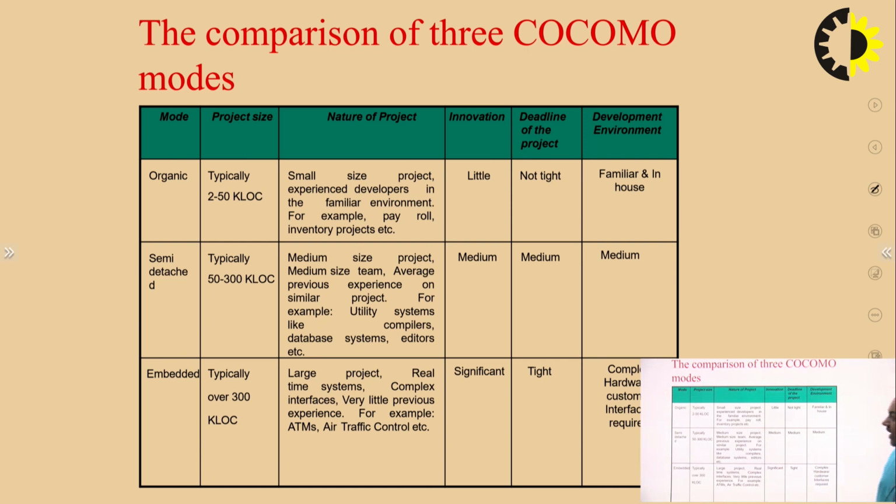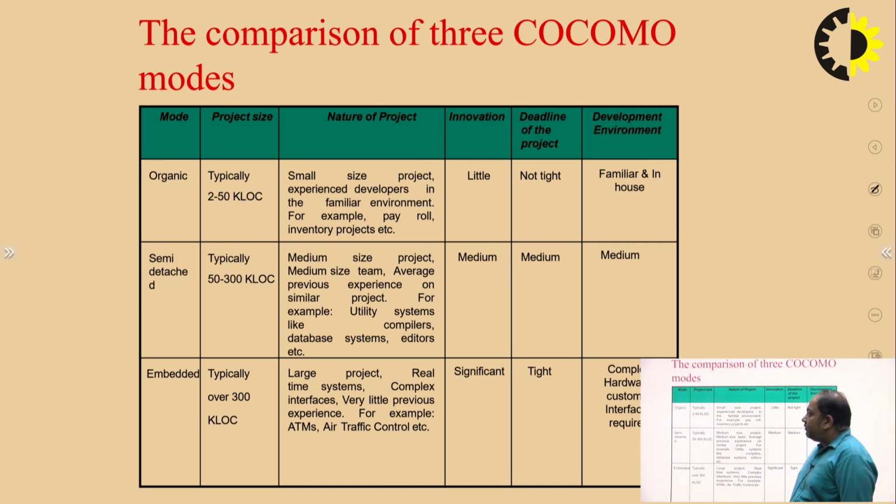The second mode is semi-detached mode, which describes that the project size should be between 50 to 300 kilo lines of code. It describes a medium-size project in which the team requirement is of medium size, and an average experience is required for the completion of this project. In this type of project, there come other database systems, compilers, and editors. Its innovation is medium, and its environment might be in-house or in any company.